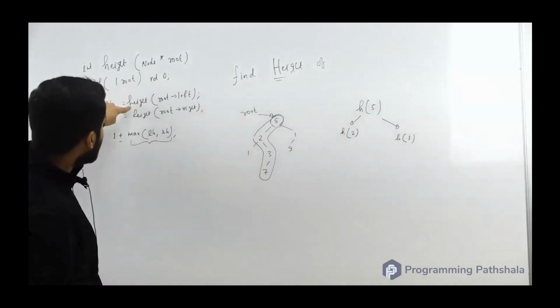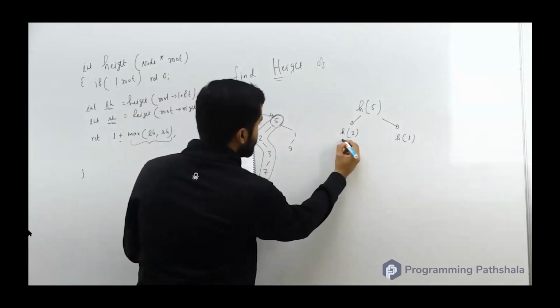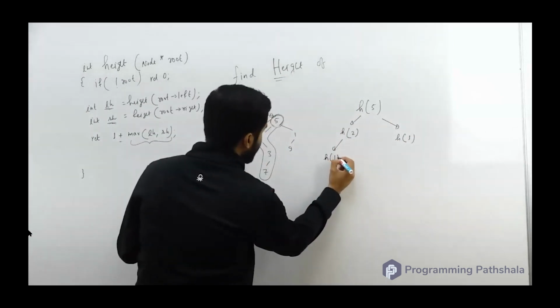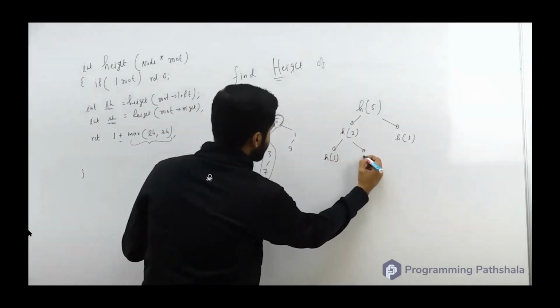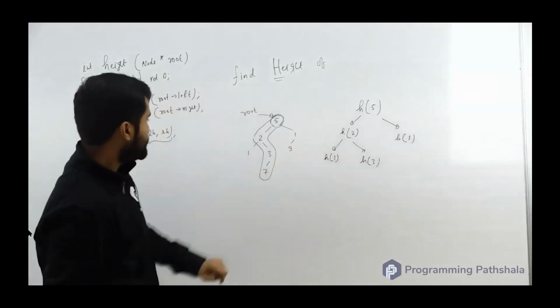So you will make a call to the left and right child of 2. The left child is 1, so you will call height of 1. And the right child is 3, so you will call height of 3. So now you will come from here to here.